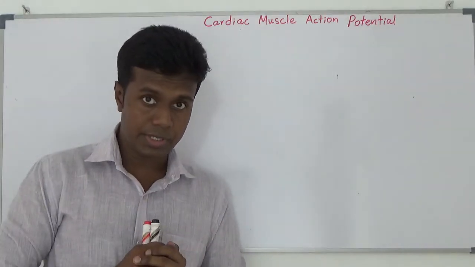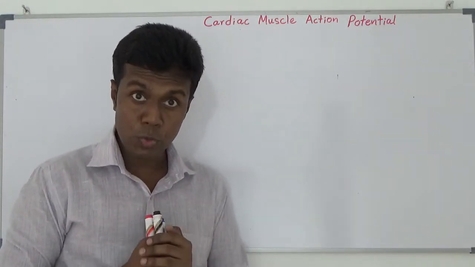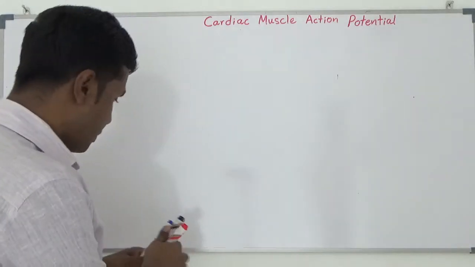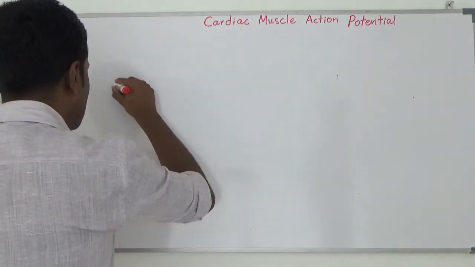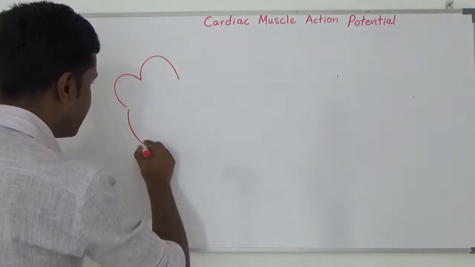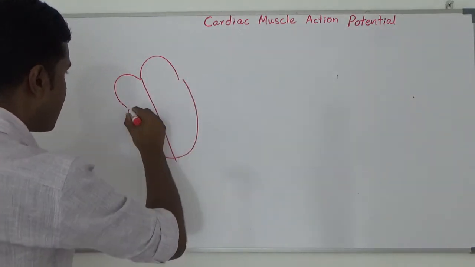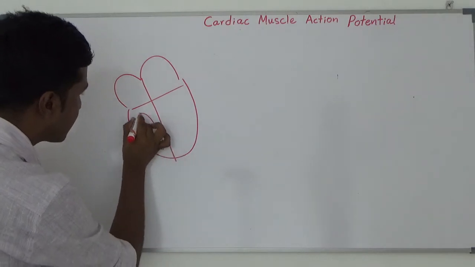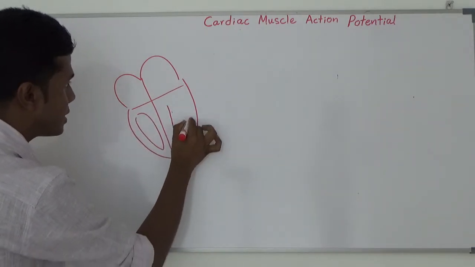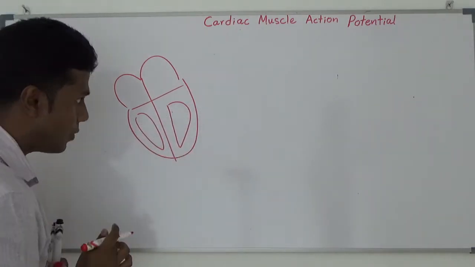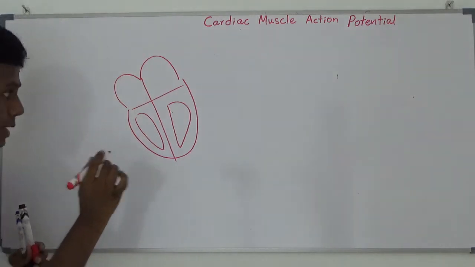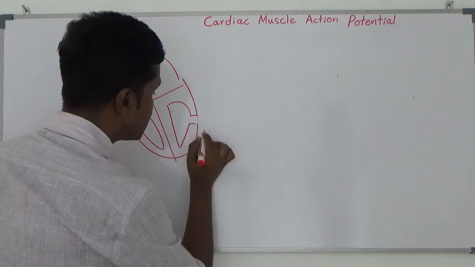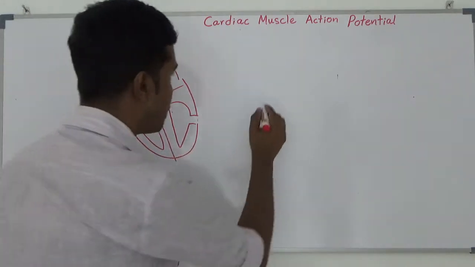Cardiac muscle action potential. Now I am going to do an experiment on a live heart. If you remember, the heart contains two atria and two ventricles. This is the ventricular wall, this is the ventricular cavity, this is the left ventricular cavity, this is the left ventricular wall. What I am going to do now is take this part out. This small piece I am going to take outside.